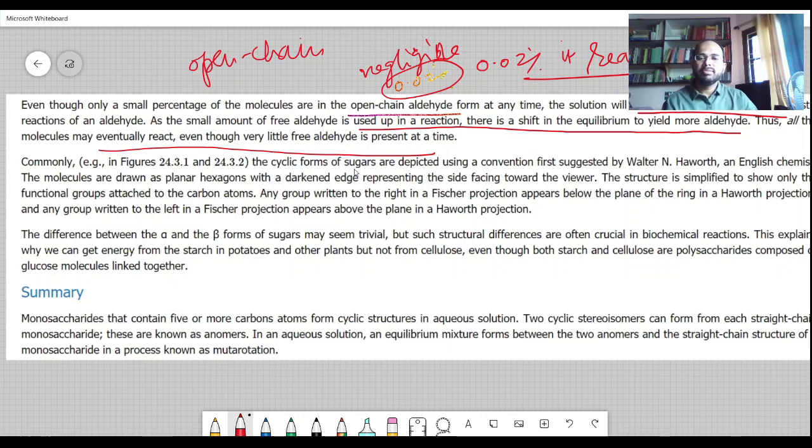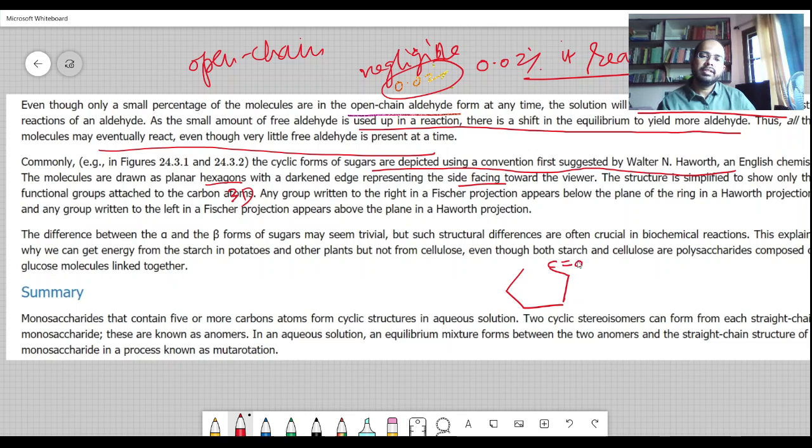So the cyclic forms of sugars are depicted using convention, first by the Haworth formula, and then as planar hexagons, which we call the 3D, with the side facing upward and downward. I told you upward it is the beta structure, downward it is the alpha structure, and the structure is simplified to show its reactivity. So again, I'm just going to mention this cyclic structure. So here, this is what we mentioned.